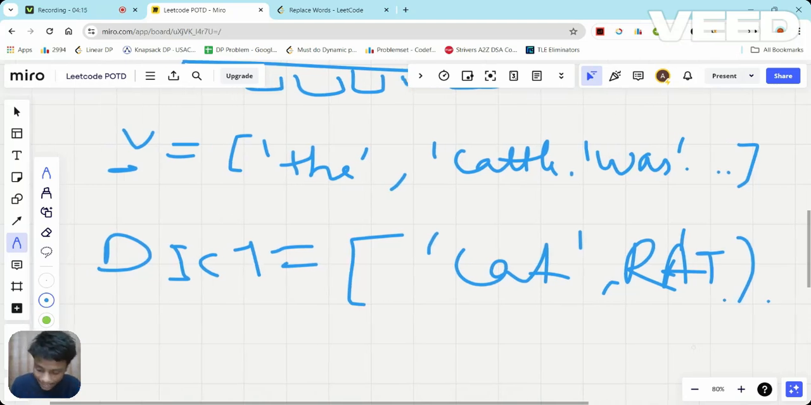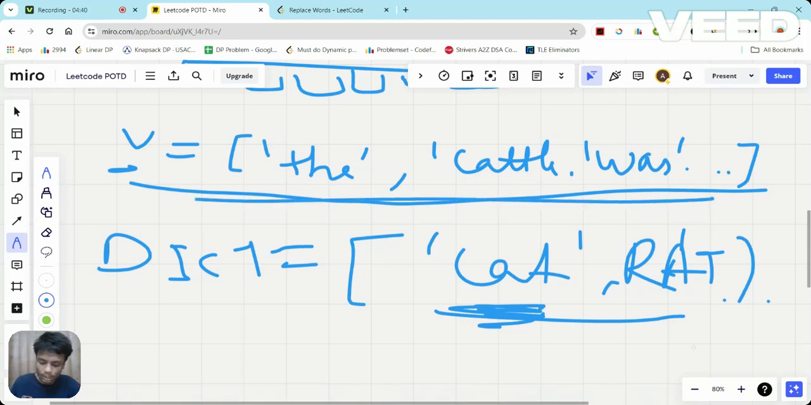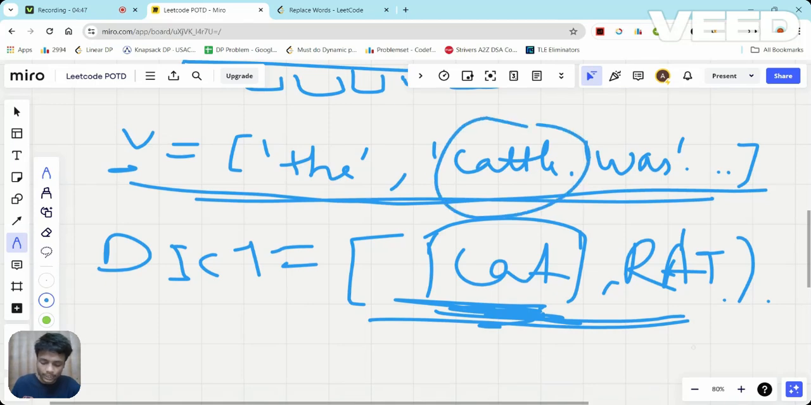What I will do now is iterate through all the words in v. Then I will iterate through all the roots in the dictionary, and if I find a dictionary word at the start of any word of v, then I will simply replace that derivative with the root from the dictionary. So this was the approach. Okay, simple brute force: iterate through all the words in v, then iterate through the dictionary, and if I find something like cat in cattle, then I will simply replace it with that, right?